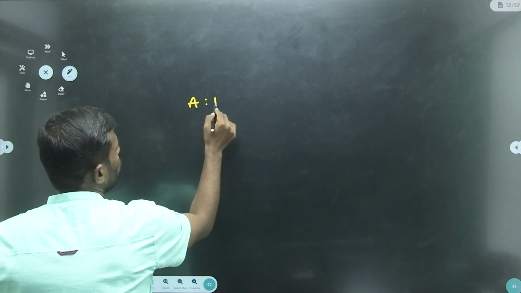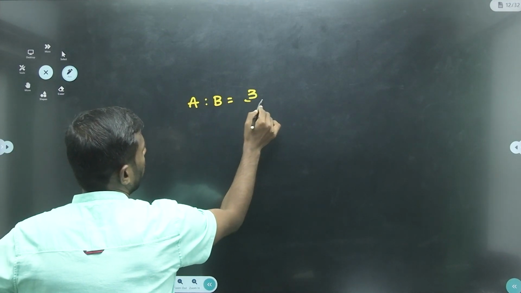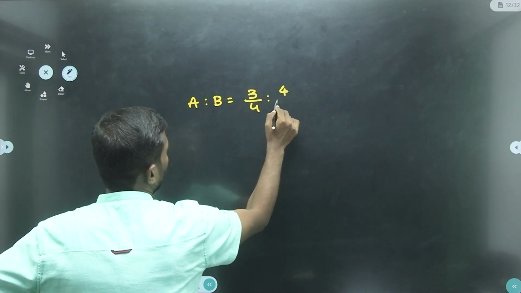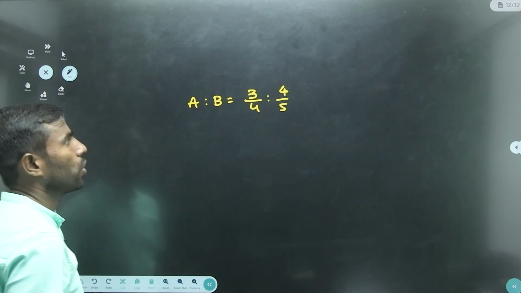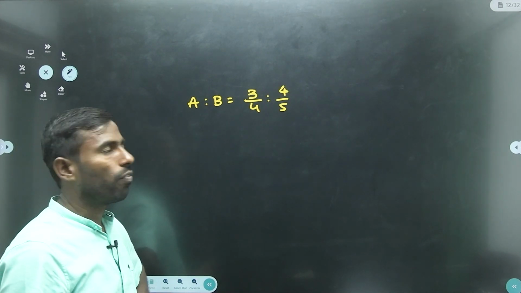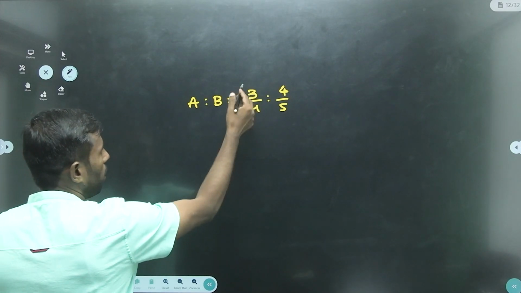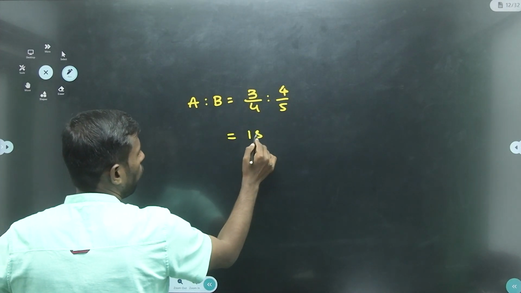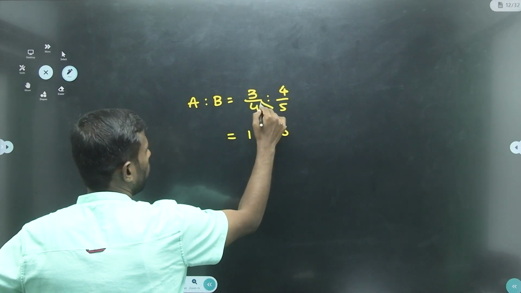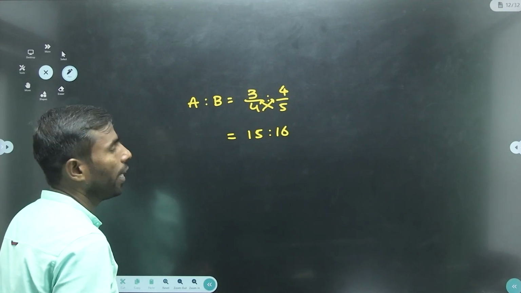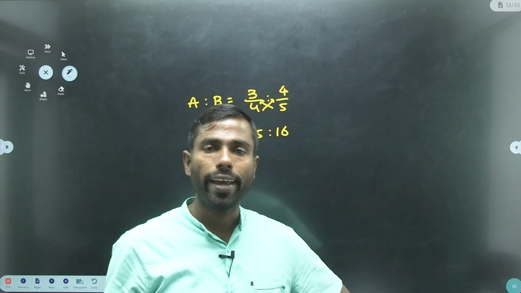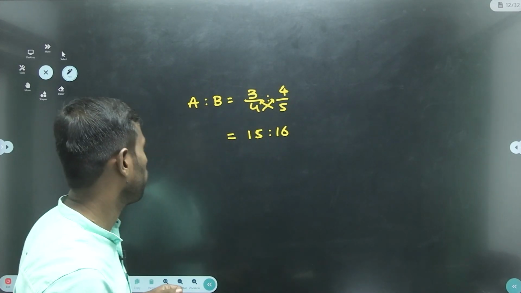Now, suppose A is to B is 3/4 and B is to C is 4/5. What is the ratio of A is to B in simplified form, in integer form? So cross multiply directly. 3 fives are 15, 4 fours are 16. Okay, A ratio B is 15 is to 16.